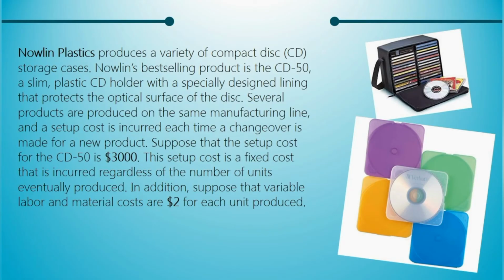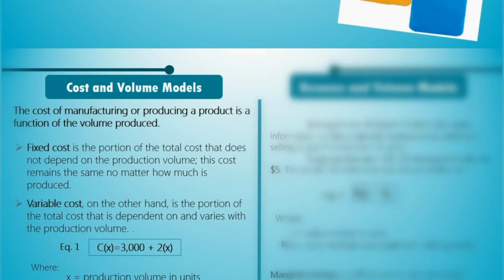Suppose that the setup cost for the CD50 is $3,000. This setup cost is a fixed cost that is incurred regardless of the number of units eventually produced. In addition, suppose that the variable labor and material costs are $2 for each unit produced. From the example I read, we are given $3,000 and $2 as costs. So let us begin by creating the cost model.